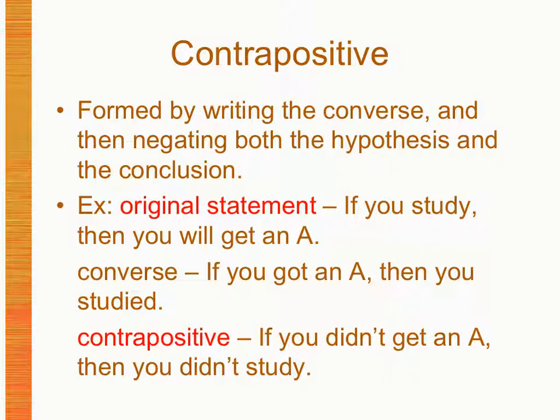So again, my original statement, if you study, then you will get an A. Remember, the converse is to flip it around. So if you got an A, then you studied. And then we negate both of them. So if you didn't get an A, then you didn't study. So contrapositive, you're going to first flip it around, make it the converse, and then negate both the beginning and the end.